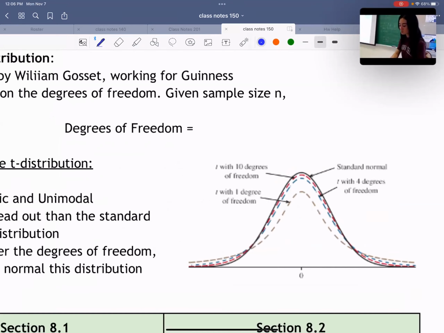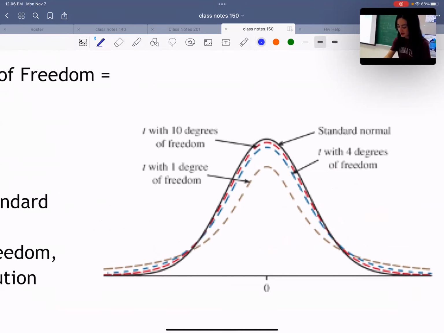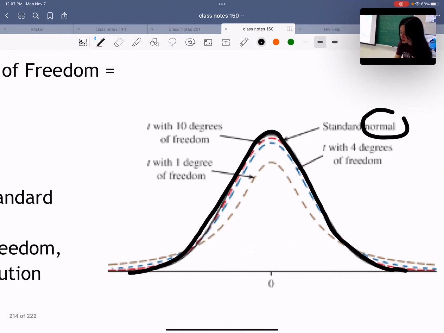And what I have here is a graph that has a bunch of different graphs on top of each other. The one in black up top is the normal distribution. So this one up here is the bell curve. That's the one that we've talked about so far.